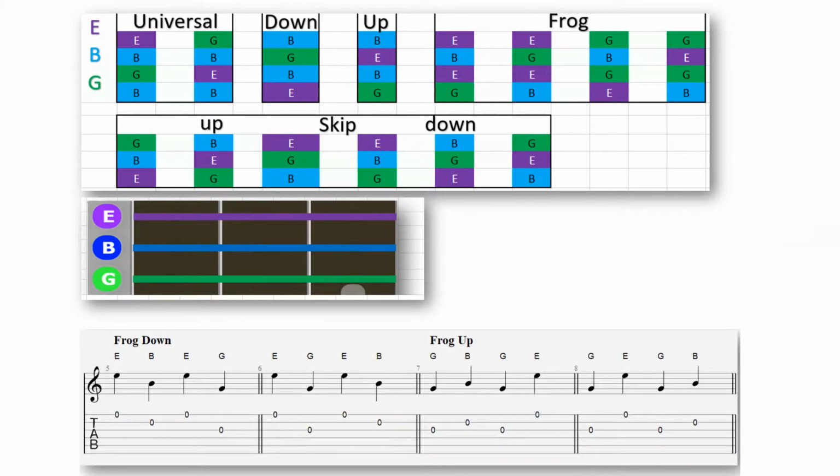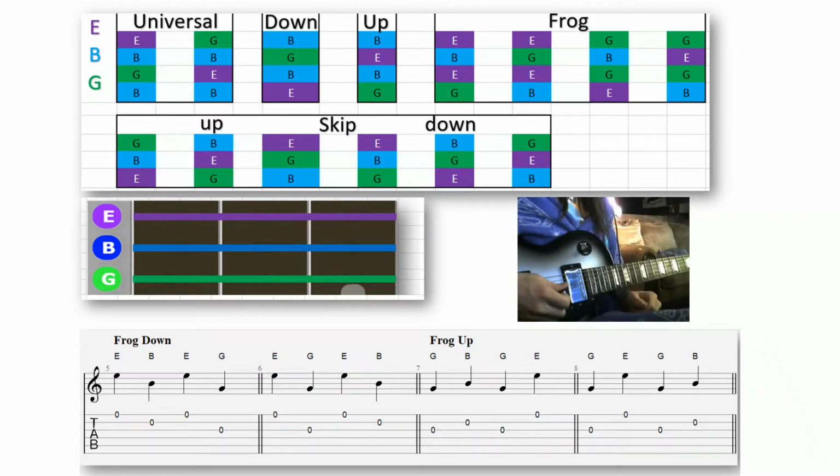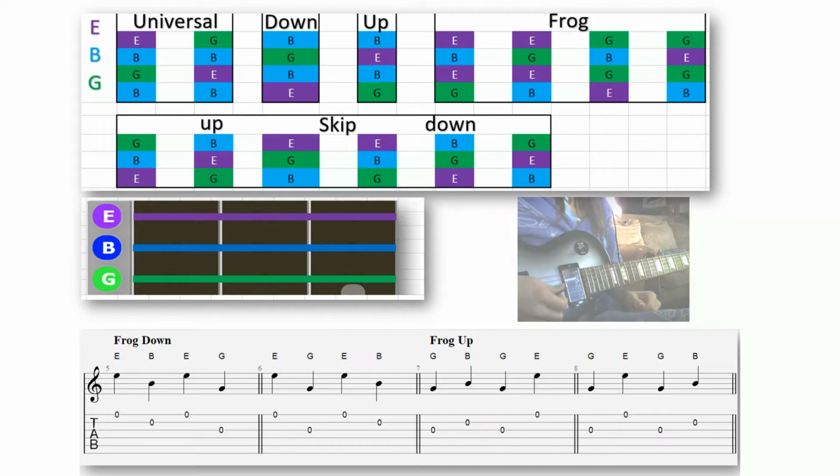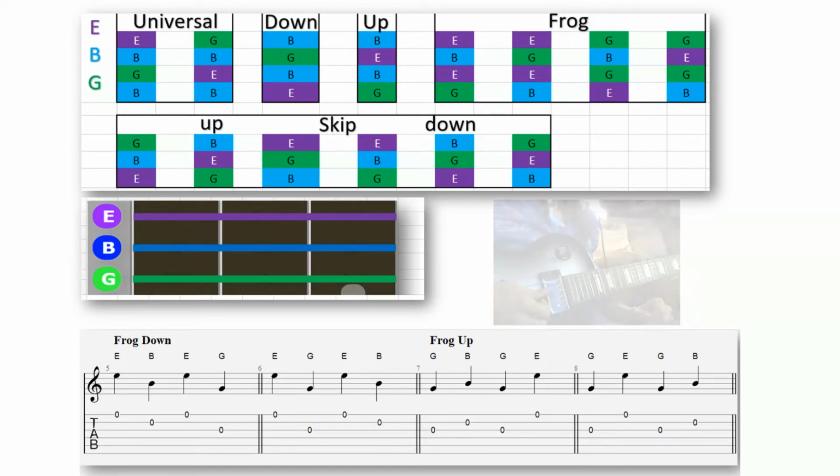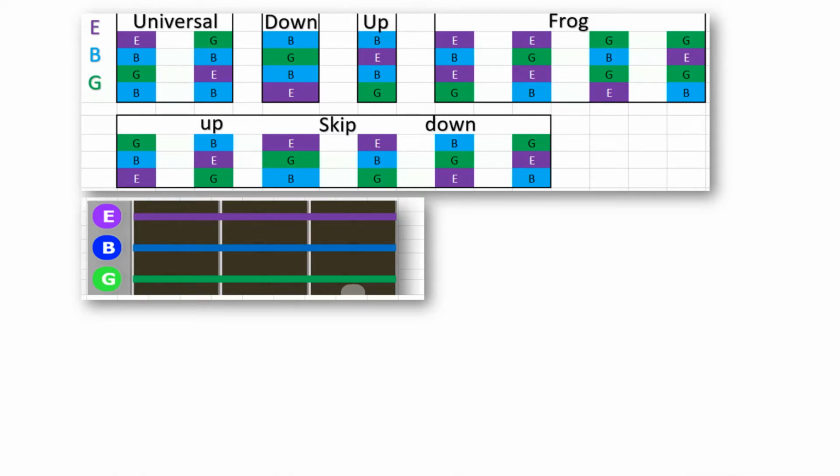And finally, the last 4-note group is what I call the frog patterns. These patterns start from either the top or the bottom and dance back and forth between the starting note and the remaining notes. This gives us a total of 8 possible 4-note patterns to familiarize ourselves with.